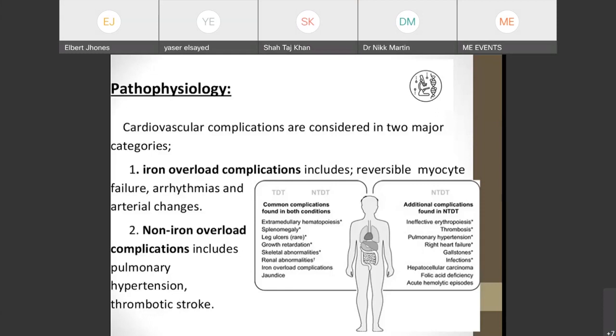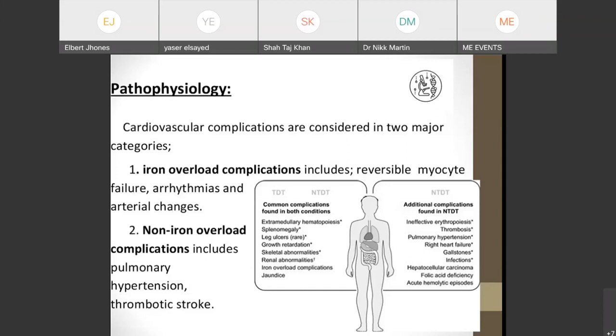Here I would like to tell you that the complications which are common to both transfusion dependent and non-transfusion dependent thalassemia include extramedullary hematopoiesis. The liver and the spleen take over the hematopoiesis, so they have hepatosplenomegaly. Then there are ulcerations because of the thrombotic changes. There's growth retardation, skeletal abnormalities, renal abnormalities, and iron overload complications like jaundice.